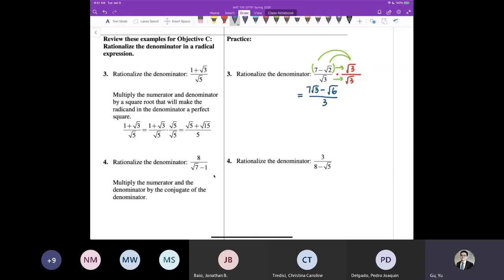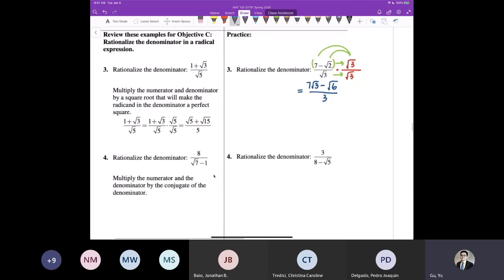Number 4 is a little bit tricky. We have 8 minus radical 5 in the denominator. Some people might say, what if I multiply both the top and bottom by the radical part itself? The radical part is radical 5. If I multiply both the top and bottom by radical 5, you will still have a radical part in the denominator because I have to distribute this radical 5 to 8 and radical 5. So that doesn't help.